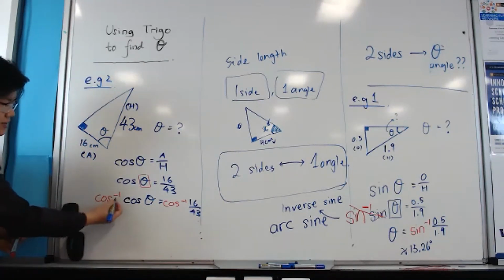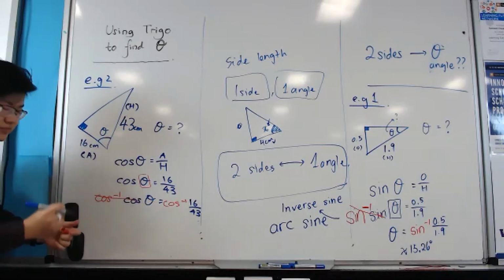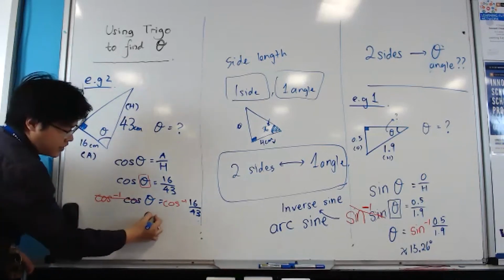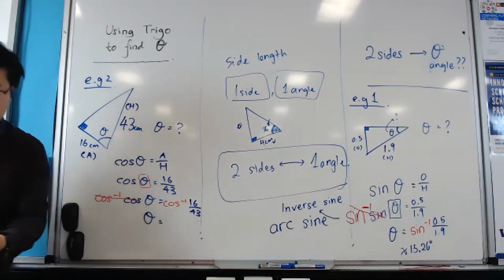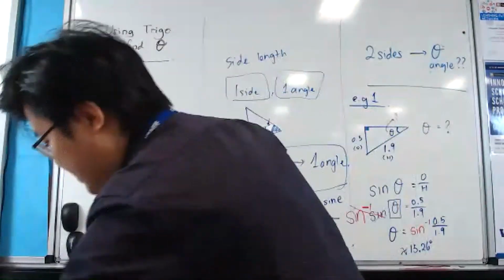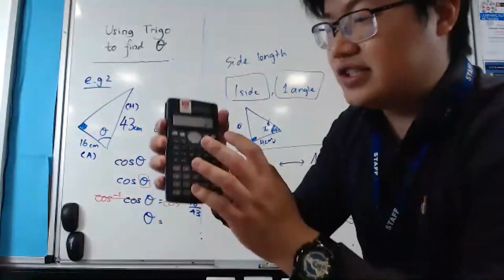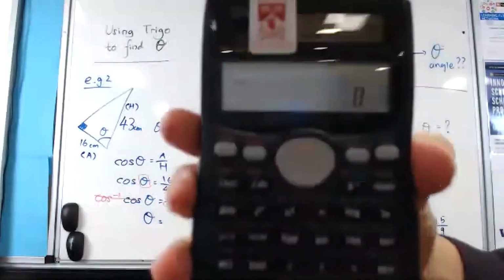Now, arc cos and cos, see you later, goodbye, disappeared. So theta equals arc cos 16 over 43. Now, ladies and gentlemen, please do not use your brain to do this. We will use our bestie, the calculator. So grab a calculator.